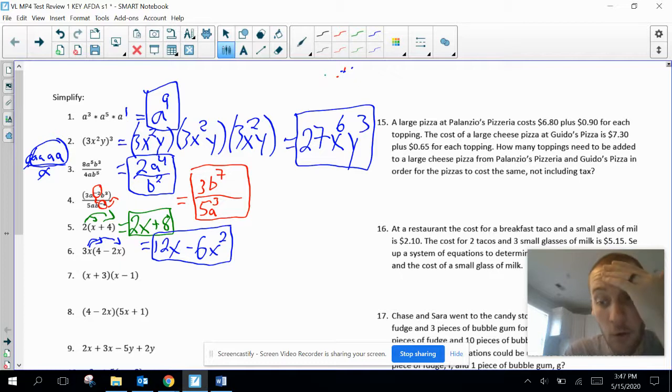All right, if we've got 2 binomials, we're going to need to use that FOIL. First, outside, inside, last. So the first terms multiplied together, x times x is x squared. Then the outside terms, x times negative 1 is negative x. Then the inside terms, 3 times x is 3x. And then the last terms, 3 times negative 1, that's negative 3.